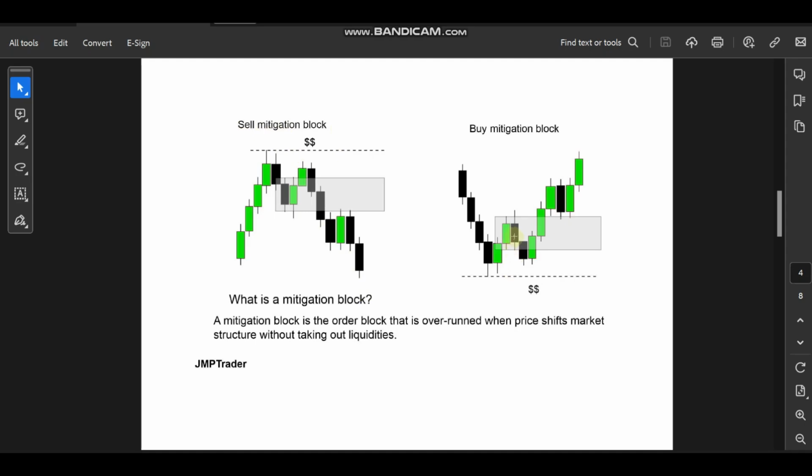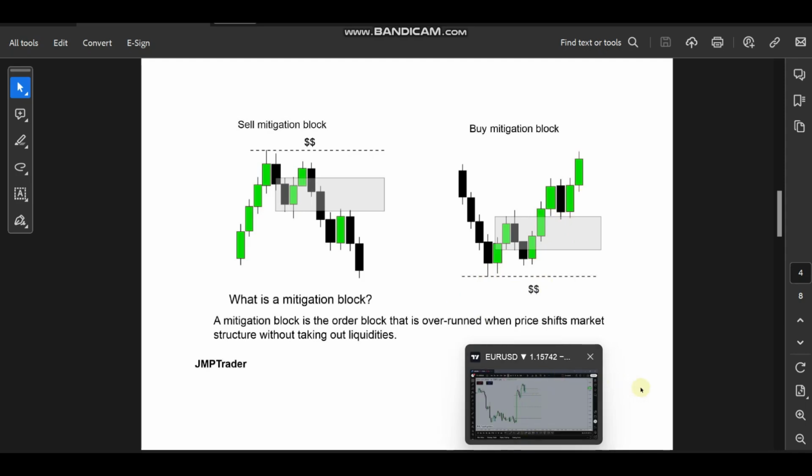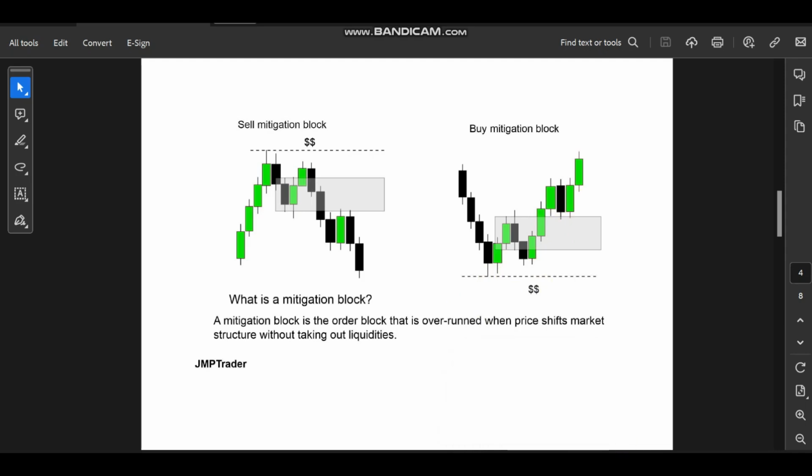Then for a buy mitigation block, you can see price failed to close below this low or take out any liquidity below this low, and then shifted market structure. Then this supposed to be order block now becomes a mitigation block. Okay, so let me show you on the chart what I mean by a mitigation block.